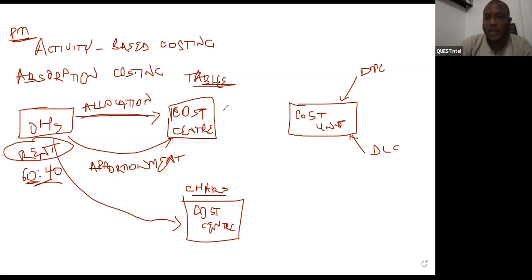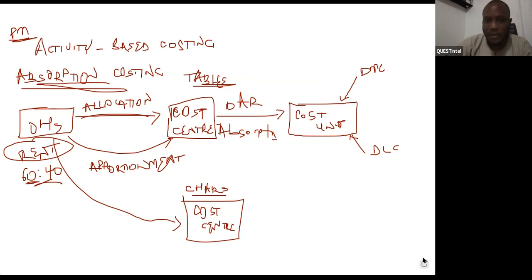And then, when we finally get there, we said we'll use the process of absorption to absorb the cost from the cost center to the cost unit using our overhead absorption rate. Now, this was the process of absorption costing. That's what we do with absorption costing.